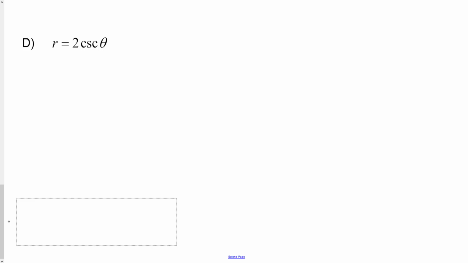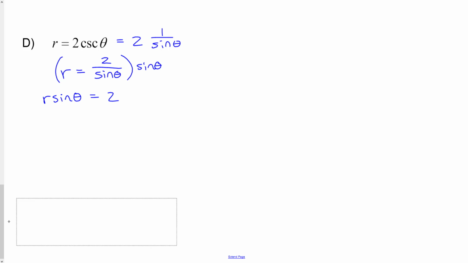For part D, r equals 2 cosecant theta. Well, just remember that cosecant theta can be written as 1 over sine theta. So this is essentially r equals 2 over sine theta. So if you multiply both sides by sine theta, you get r sine theta equals 2, or y equals 2.